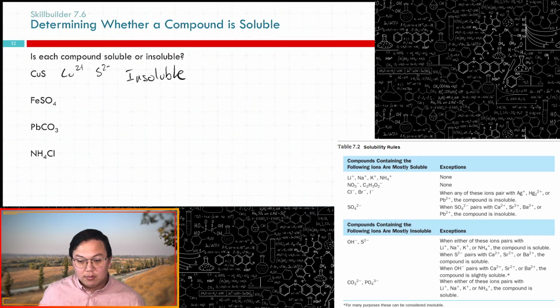Now we can look at iron. Again, we can check really quick that our only cations that we have rules for are lithium, sodium, potassium, and ammonium. So iron's not on there, so we're looking at sulfate. And we can find sulfate in the group of compounds in the mostly soluble group. But when sulfate pairs with calcium, strontium, barium, or lead, the compound is insoluble. But since we're combining sulfate with iron, we'll say that this is soluble.